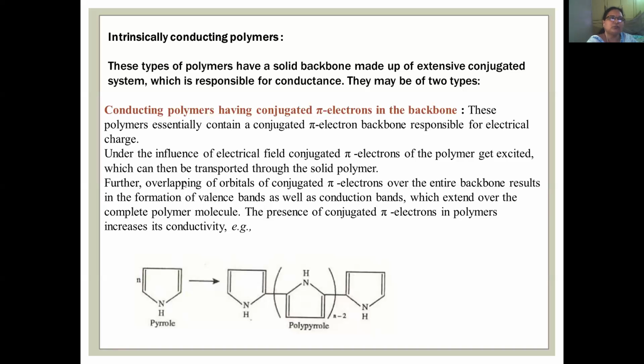So overlapping of orbitals of conjugated pi electrons over the entire backbone results in the formation of valence bands as well as conduction bands which extend over the complete polymer molecule. So the presence of conjugated pi electrons in the polymers increases its conductivity. Example we have here is pyrrole. So pyrrole can be made into polypyrrole. There are alternate double bonds you can see, that is pi electrons in the entire polymer molecule, which helps in conjugation. That is, it helps in conductivity.